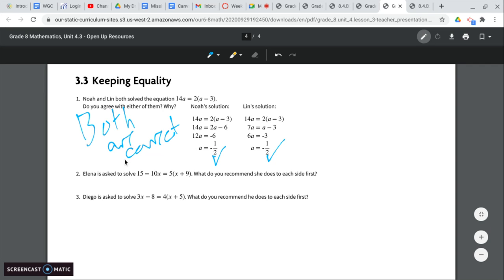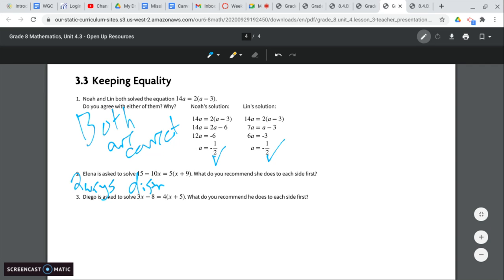All right. Elena is asked to solve 15 minus 10x equals 5 times the quantity x plus 9. What do you recommend she does to each side first? Now, in this one, there's 2 different ways that we can do this, just like in the last one. Elena could distribute the 5 to both the x and the 9, or, as 15 and 10 are both divisible by 5, she can divide by 5. So 2 ways.